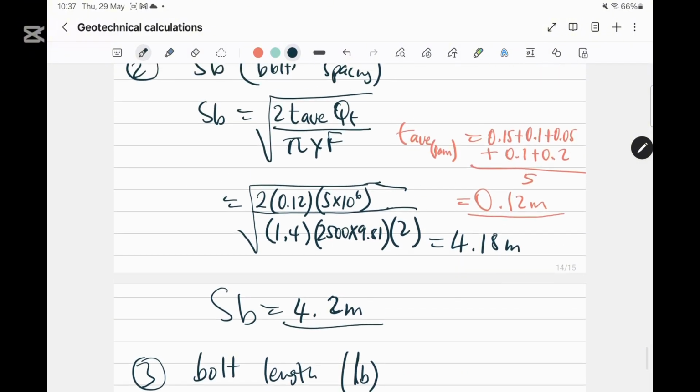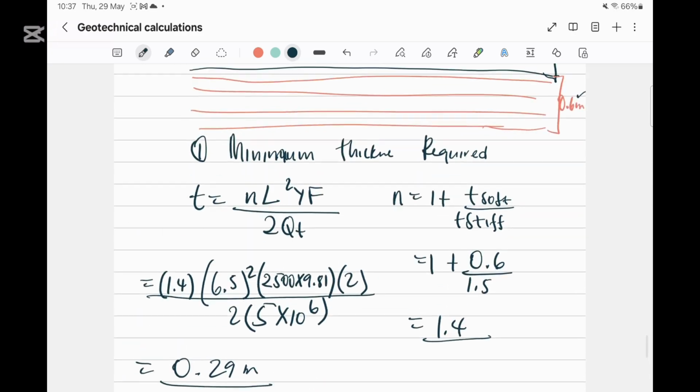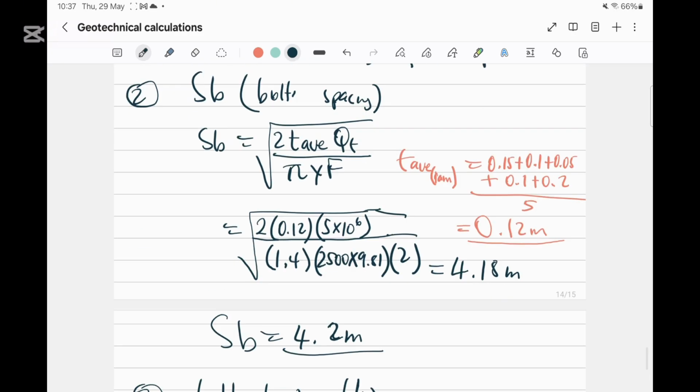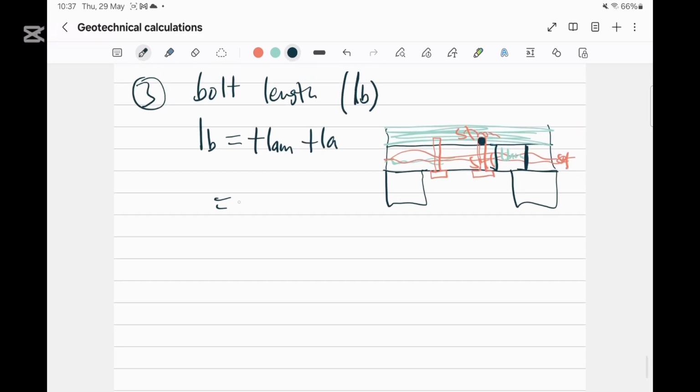No, not the average, our thickness. What's our thickness for soft rock? It's 0.6. So it's 0.6 plus your LA. You have to find your LA. There's a formula for LA.